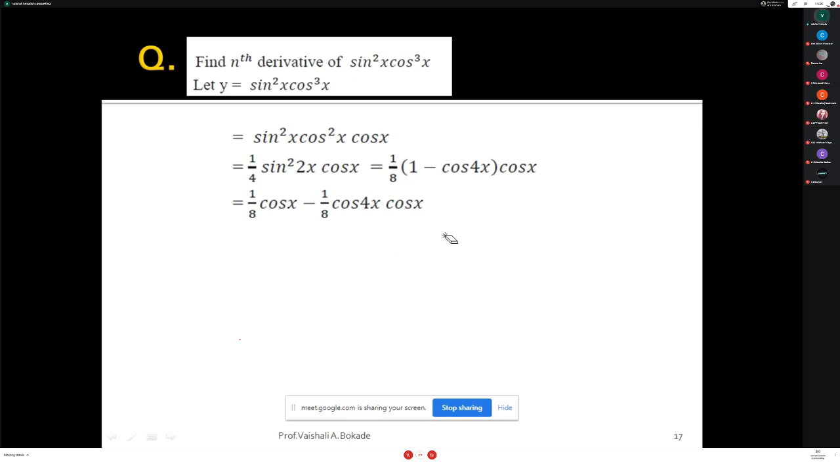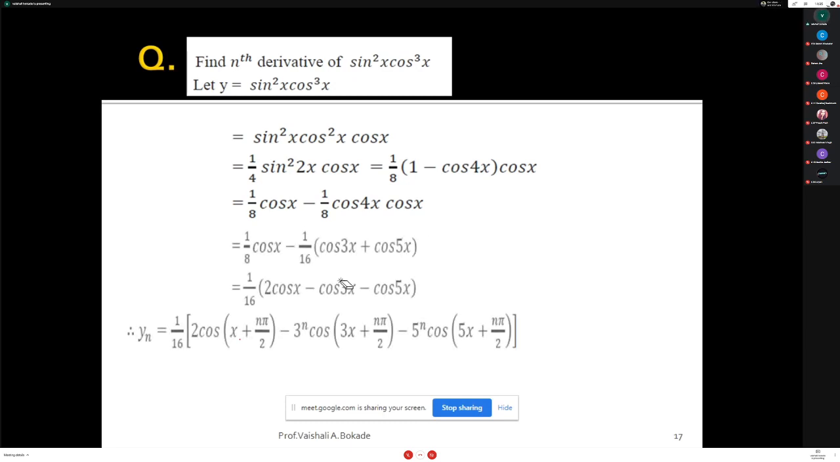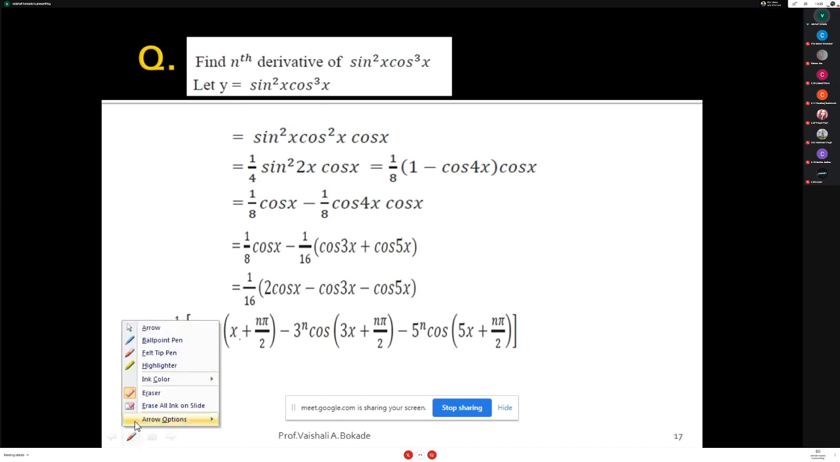Let me go for the next step. So 1 by 8 into cos x, we are keeping this as it is, and I'm multiplying and dividing it by 2. You can observe 1 by 16 I'm having. So I am having cos of A plus B, I should write cos 5x first, plus cos of A minus B. So I am having cos of 4x minus x, which is cos 3x. This is the formula I'm using here. What you told is the correct thing. So I am getting this minus sign, and I'm keeping this as it is.